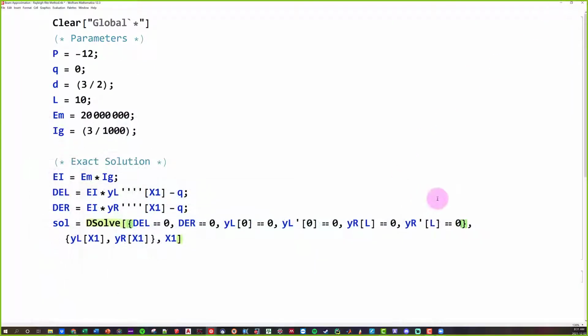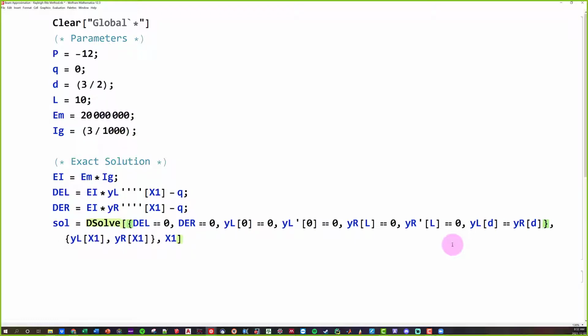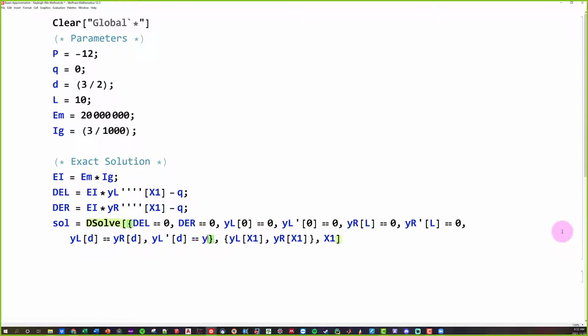So what I'm going to do is I'm going to come down here and say, okay, my next one is the idea that my displacement at D for my left-hand side equation has to be equal to my displacement at D for my right-hand side equation. So this is ensuring that the displacement at D is the exact same for both equations. We can repeat this process because we know that the rotation must also be the same. So YL prime at D has to be equal to YR prime at D.